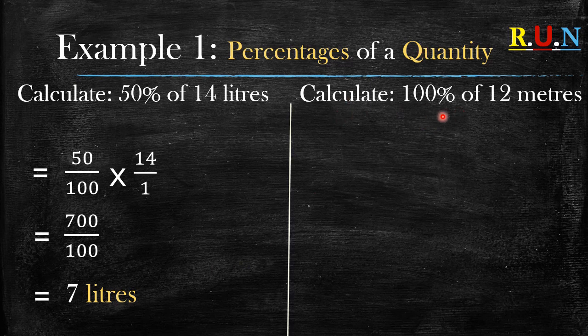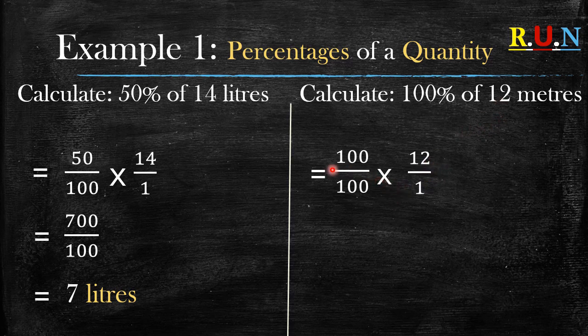Calculate 100% of 12 meters. Now, some people get confused once they see 100 or more, like 100% or even 120%. Don't get confused. It's the same concept. The fact that there's a percentage here, you put it 100 over 100 times 12 over 1. Why is it over 1? Because you have to make the second part a fraction as well.